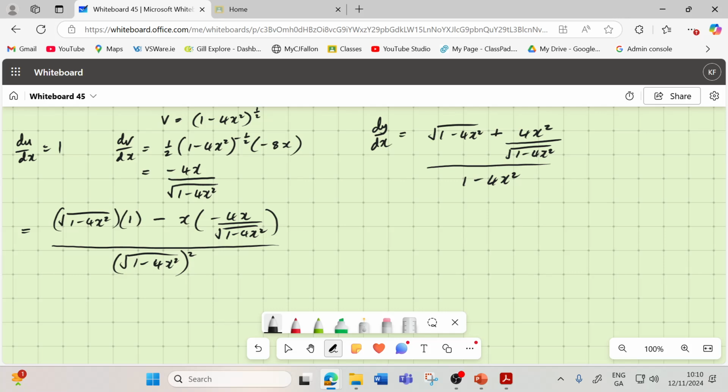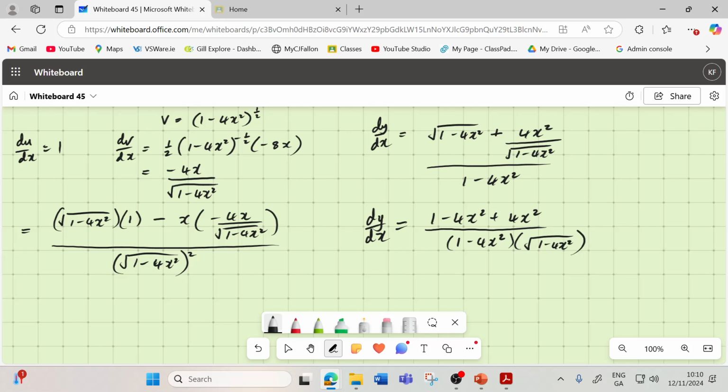Now we multiply top and bottom by the square root of 1 minus 4x squared. So dy/dx equals (1 minus 4x squared plus 4x squared) over the square root of 1 minus 4x squared, all over 1 minus 4x squared, and that simplifies to 1 over the square root of 1 minus 4x squared.